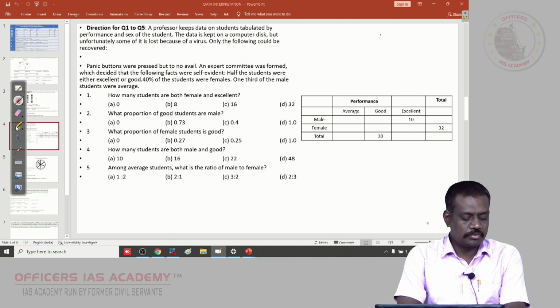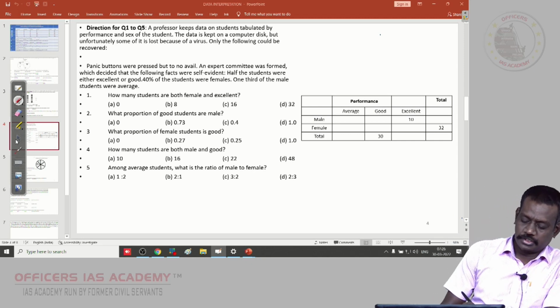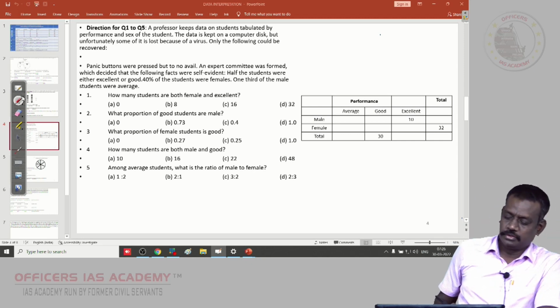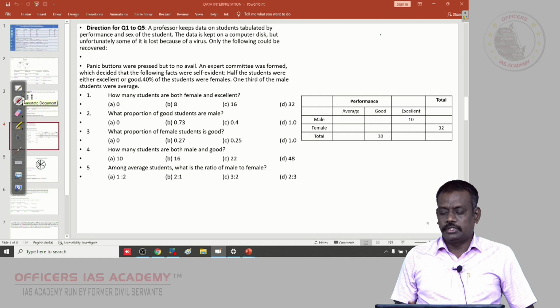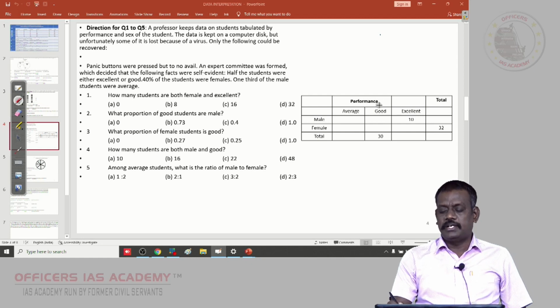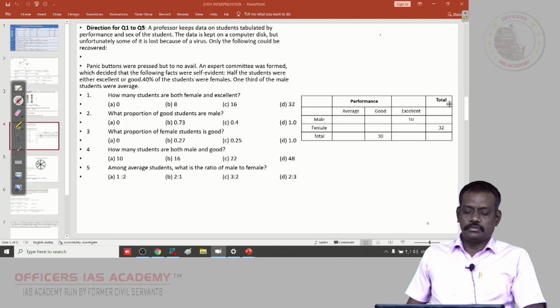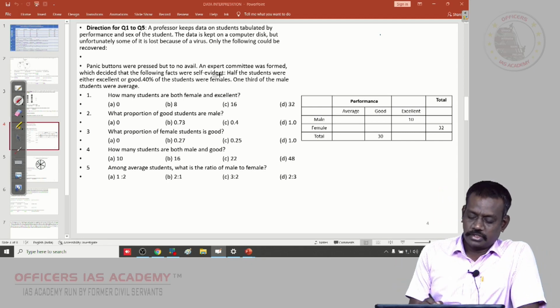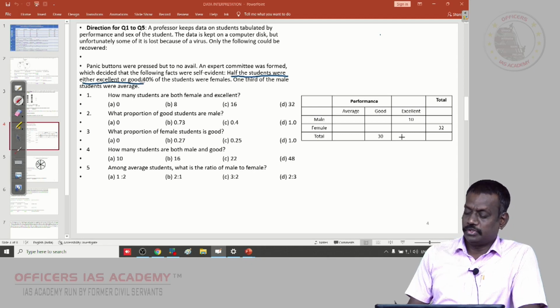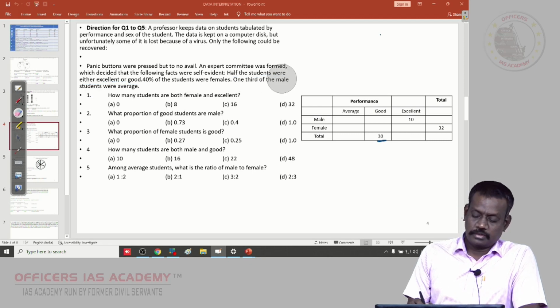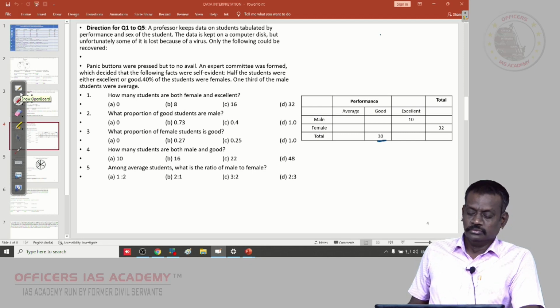Okay, shall we solve the problem? Okay, children, all of you please listen, we'll solve it. Here it is given the performance, namely average and good and excellent, and the total is given. First it is given that half the students were either excellent or good. So we know the total number of students who are good, but we don't know the number of students who are excellent, so we can't do anything with this right now. We'll come back to that a little later.